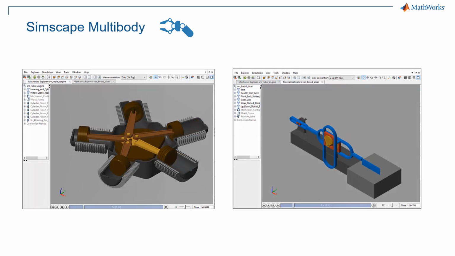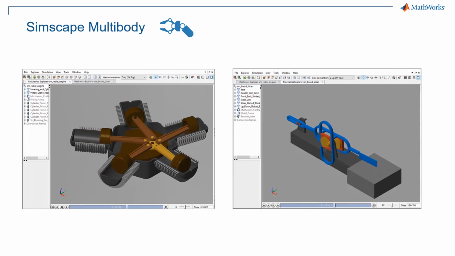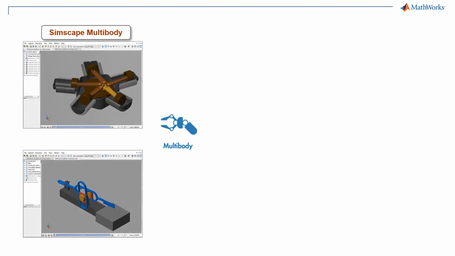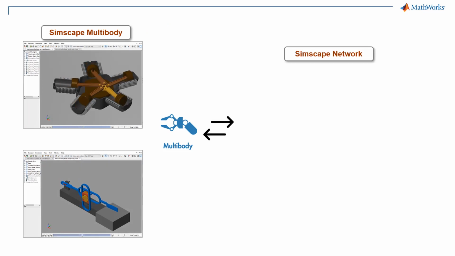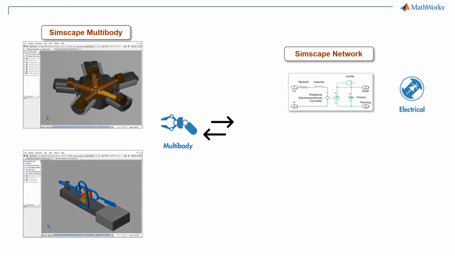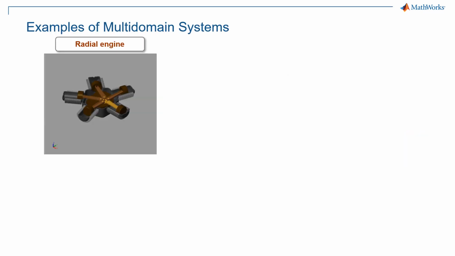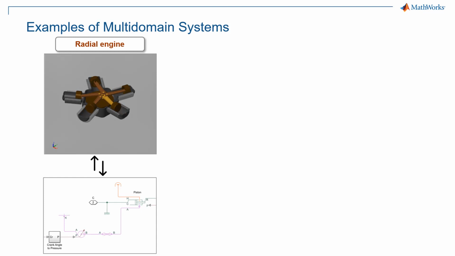You can model 3D mechanical systems by using Simscape Multibody blocks representing bodies, joints, constraints, force elements, and sensors. You can also integrate these models with Simscape networks that represent electrical, mechanical, hydraulic, and other physical systems to build multi-domain systems. As an example, a radial engine where the pressure dynamics inside the cylinders are modeled using the Simscape networks using foundation library gas and mechanical translation domains.